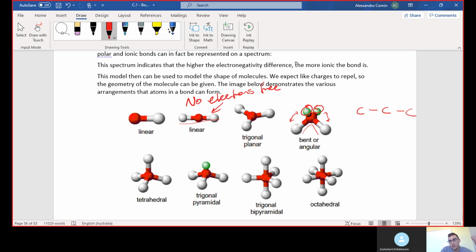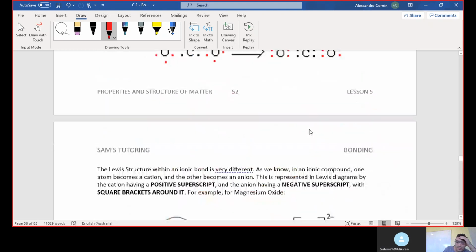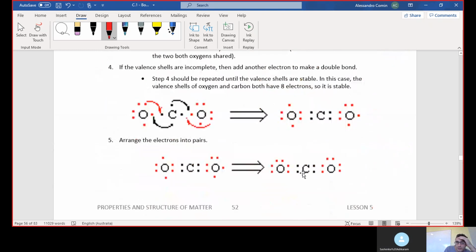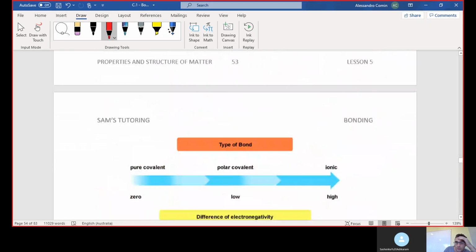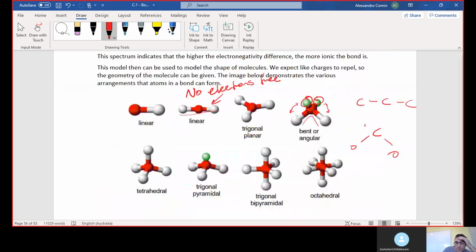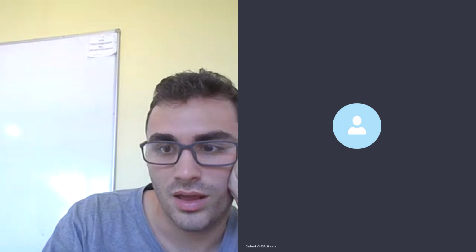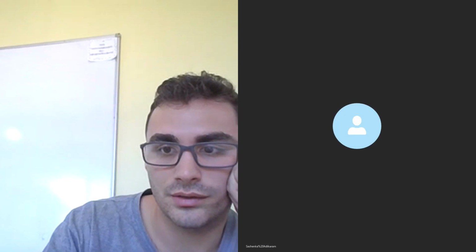But for CO2, if we go back to the diagram up here, we can see that there's free electrons. So because there's free electrons, they're going to be here. So it's bent. Does that make sense? Yeah. You sure? Yes. All right, cool. There's a concept check on the next page.